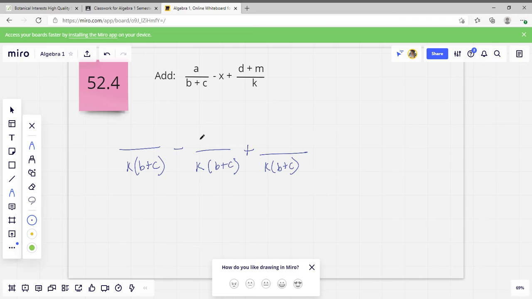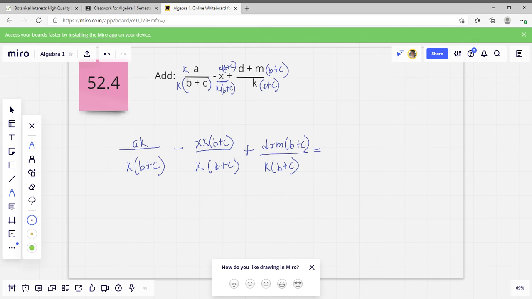All right, so for this one, we had to multiply this bottom, this B plus C times K. So we got to multiply the top times K. So that'll be A, K. For this one, we had to do the whole thing, K times B plus C, because it didn't have a bottom. So we multiply the whole top times K plus B, K times B plus C. So we would have X, K times B plus C. And this one, we had to do B plus C. So we got to do that on the top, B plus C. So we're going to have D plus M times B plus C.